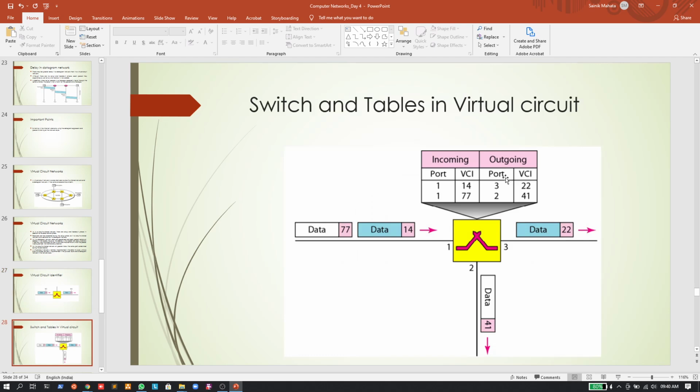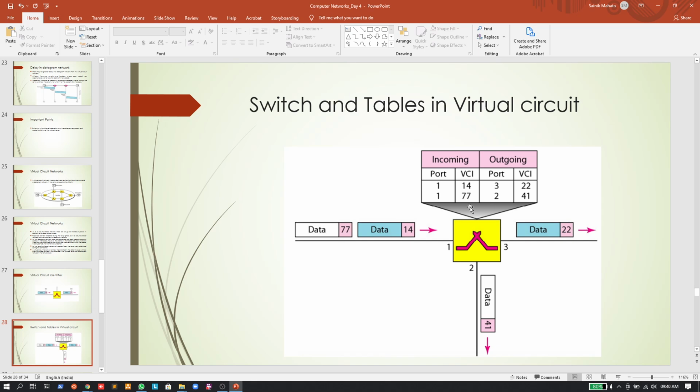Now if you come to a certain switch, obviously we discussed earlier that a switch will have a routing table like this. In the case of a packet switch network, we saw that the routing table of a switch actually had two fields: one is the destination address or the source address, and one is the port. So a port from which it was incoming and the port from which it was outgoing.